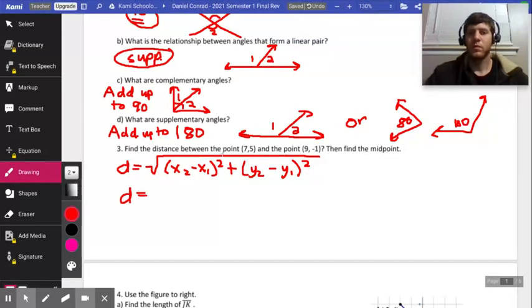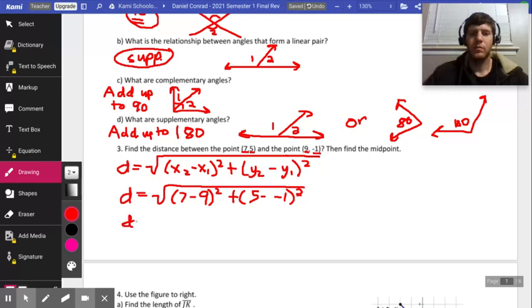Okay. So we have 2 points here, (7, 5) and (9, -1). So the x values here are 7 and 9, so we're going to substitute those in. It doesn't matter the order here, 7 minus 9 or 9 minus 7, either way. So I'm just going to do 7 minus 9 squared, plus, and then your two y values are 5 and negative 1. So 5 minus negative 1. Carry down this subtraction sign, and then y1 is negative 1. So it's 5 minus negative 1 squared.